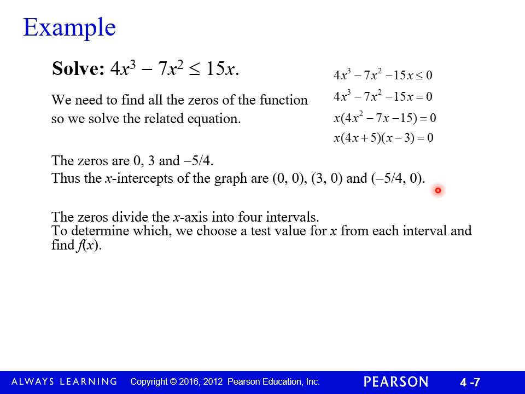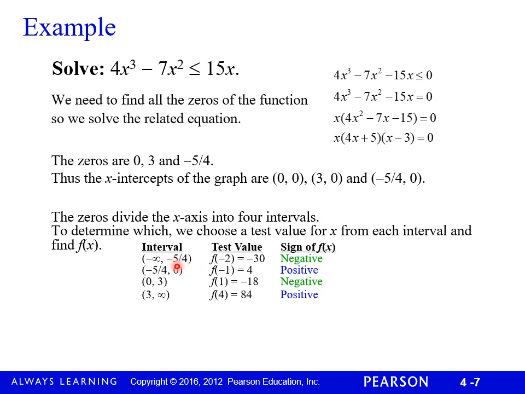Notice because we have 3 points, this actually divides the x-axis into 4 sections before and after each point. So what we need to do is determine a value in each of these intervals. So negative 5/4 is our farthest left. So our first interval is from negative infinity to negative 5/4. And then our next interval goes from negative 5/4 to 0. And then our next interval goes from 0 to 3. And then, of course, from 3 to infinity. And you can see all those here, right? We have 3 zeros, so we're going to have 4 intervals, okay?